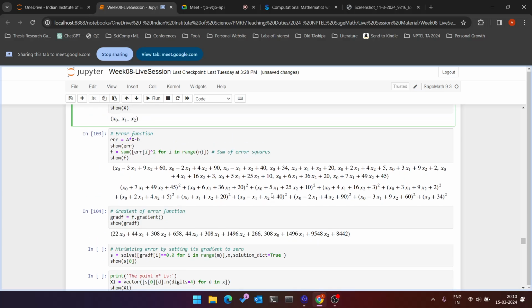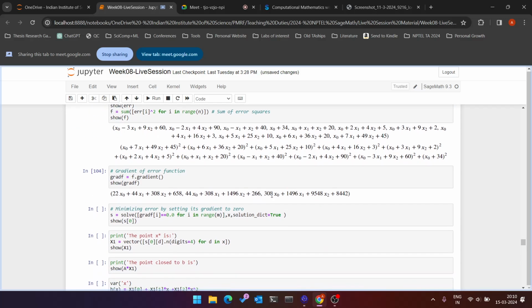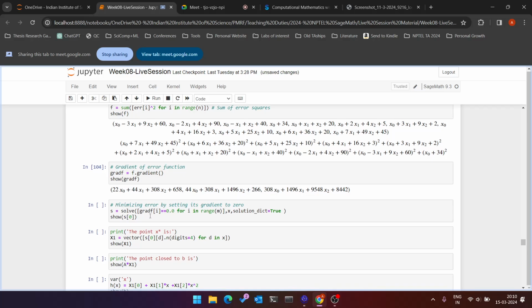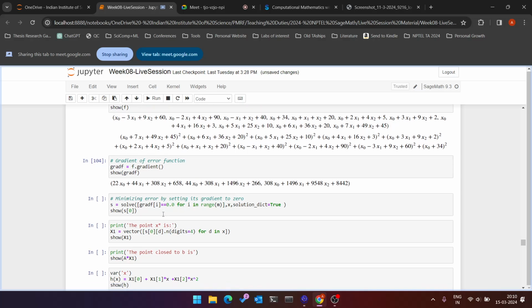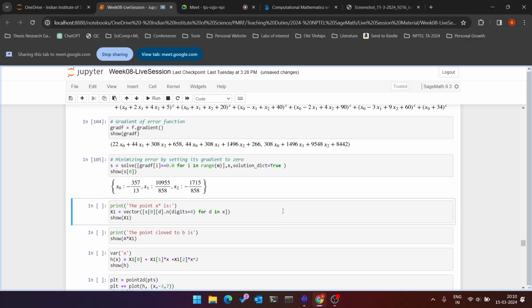Same process. Minimizing the square of errors is nothing but setting the gradient of f to 0, the gradient of error to 0, which is setting each term of the gradient of error to 0 and solving for x, which is the set of random variables x0, x1, and x2. We return the solution in the form of a dictionary, and this is how the solution ends up looking.